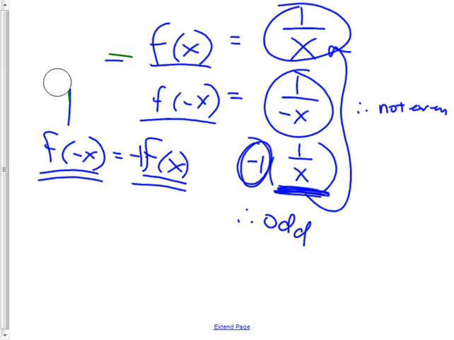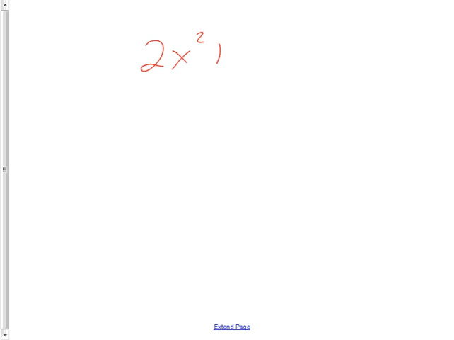Okay, let's give you another one. 2x squared plus 3. Is that even? Is it odd? Is it neither? Try to figure it out. First step, always start with f of negative x. Bada bing, bada boom. I bet you're probably close to done already.